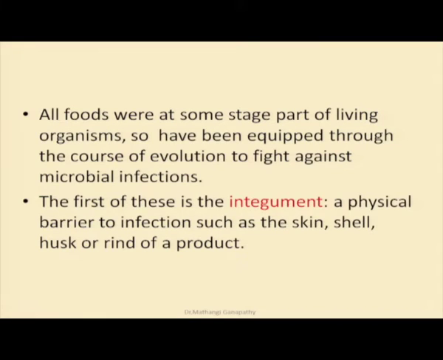In the case of plants or the seeds, if we are talking about, the first of this is what we call as integument. This integument is a physical barrier to infection. For example, the skin, the shell, the husk, the rind, all these are the first barrier against microbial infection. Otherwise, this can be called the integument.